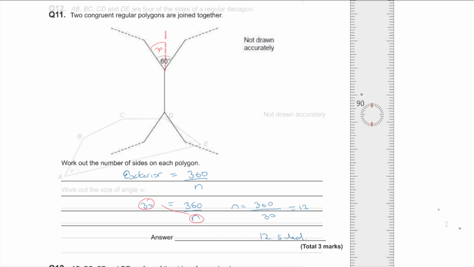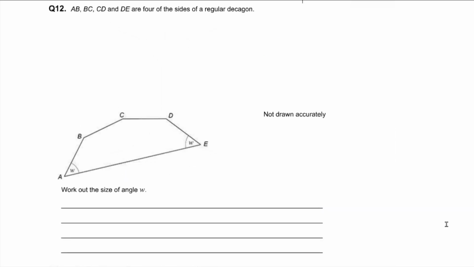Question 12. ABCDE are four sides of a regular decagon. So this decagon continues, doesn't it? It kind of goes around here and back around like that, but we've just got a little slice of it. Okay, work out the size of the angle W. Well, it might have been originally from a decagon, but now it's a 1, 2, 3, 4, 5-sided shape. It's a pentagon, isn't it?